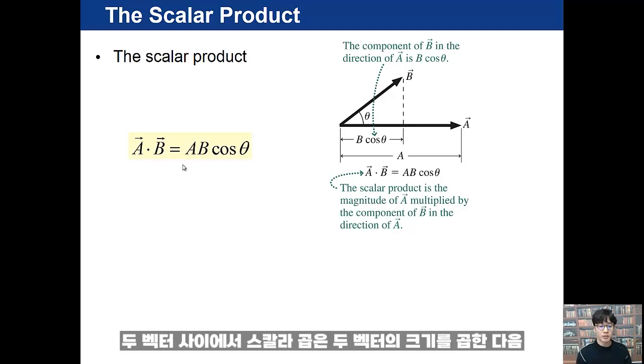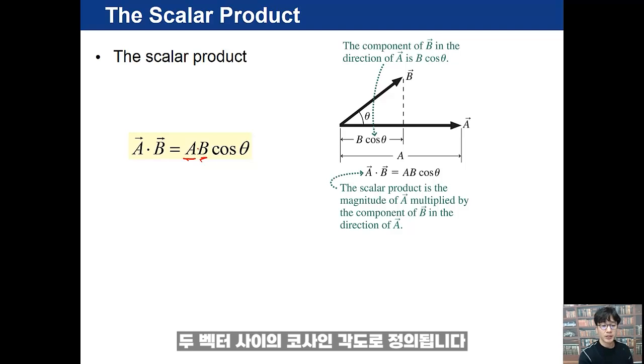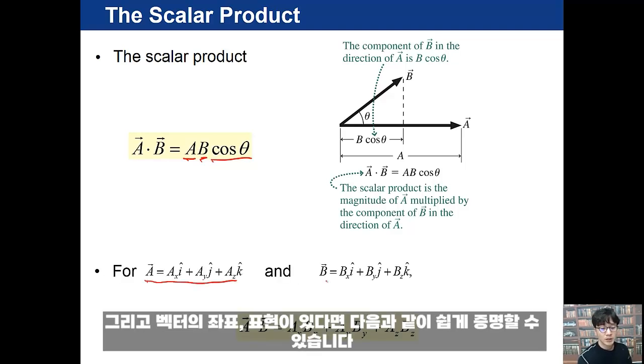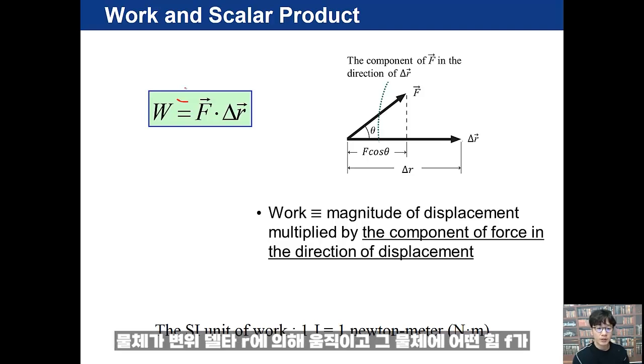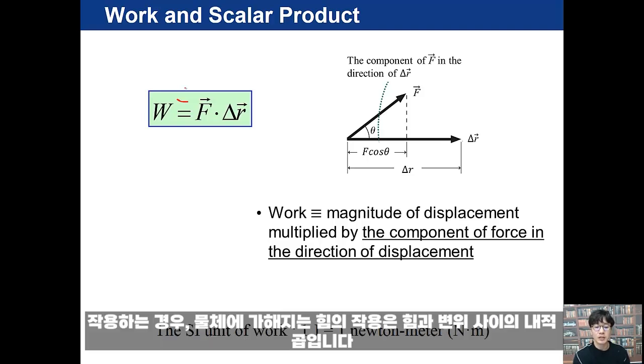Between two vectors, the scalar product is defined as the magnitude of the two vectors multiplied, and then the cosine of the angle between the two vectors. If you have a coordinate representation of the vectors, then you can easily prove that work is defined as the inner product between force and displacement. If an object is moved by a displacement delta r while some force F is acting on that object, then the work done by the force on the object is the inner product between the force and the displacement.